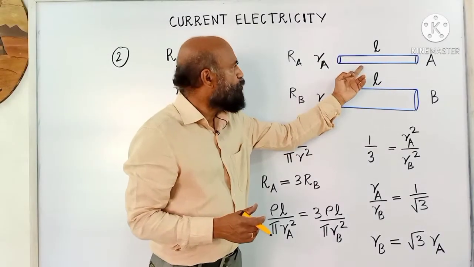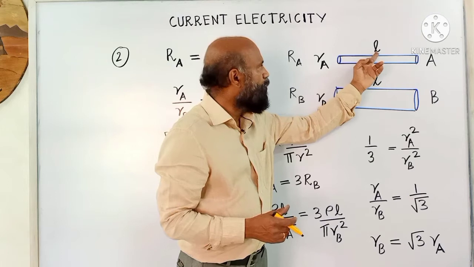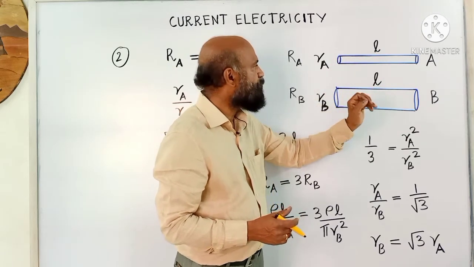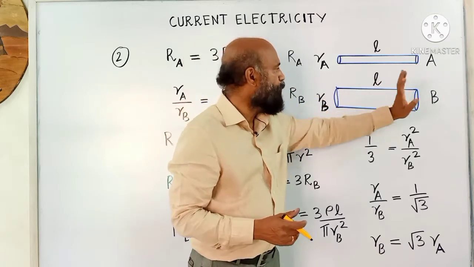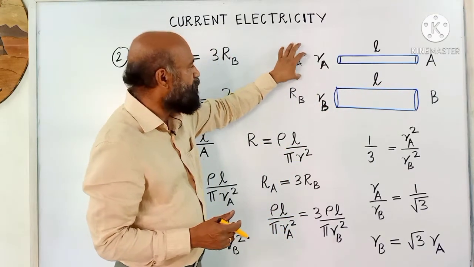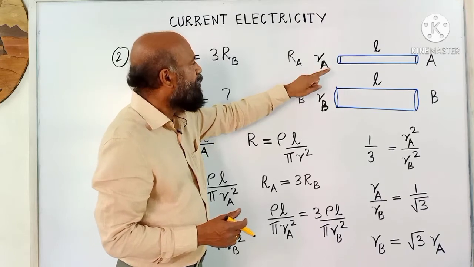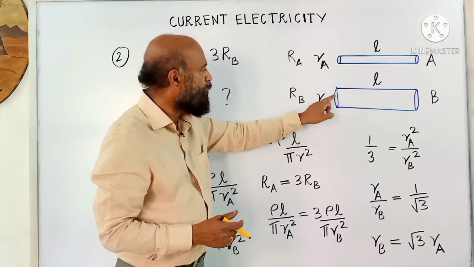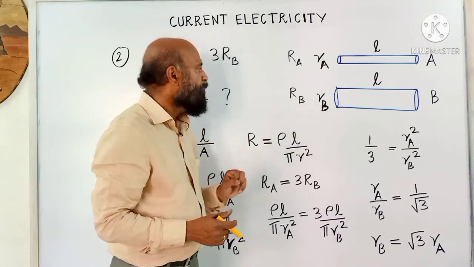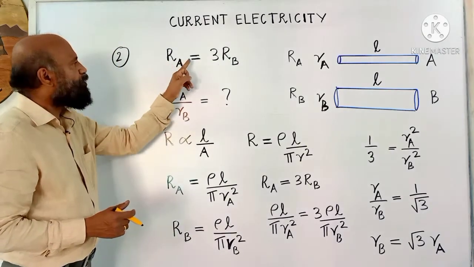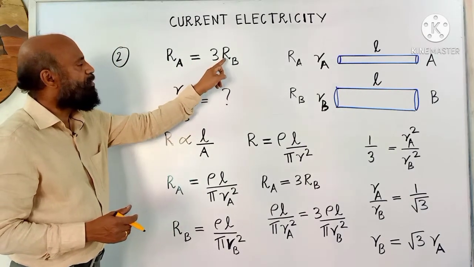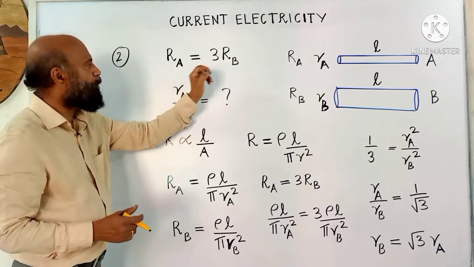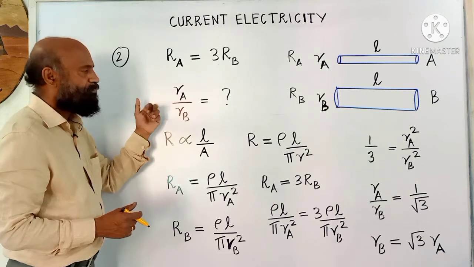In this problem, 2 wires of circular cross section and of equal length are given, wire A and wire B. Resistance of the first wire is RA, resistance of the second wire is RB. Radius of the first wire is small letter ra, then radius of the second wire is rb. RA is given to be 3 times the resistance of the second wire, RA is 3 times RB. So we have to compare the radii.